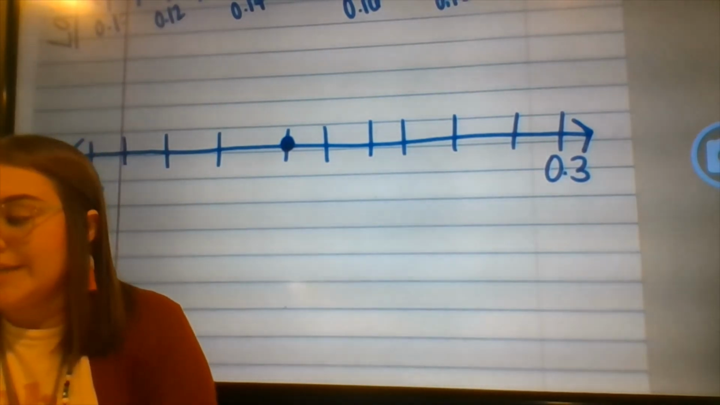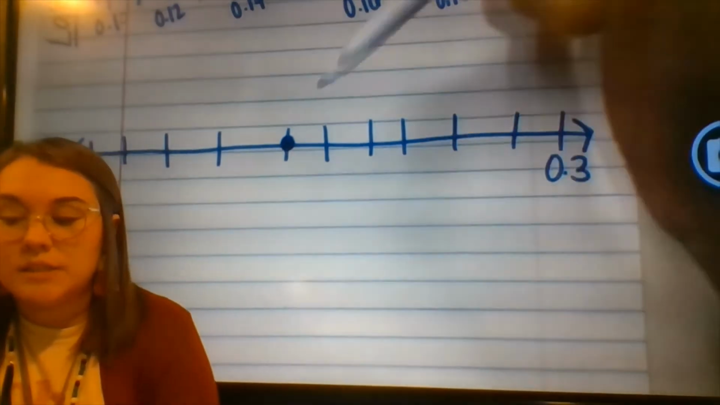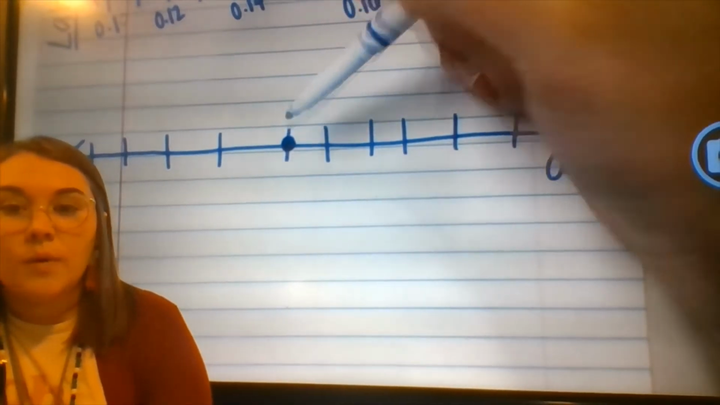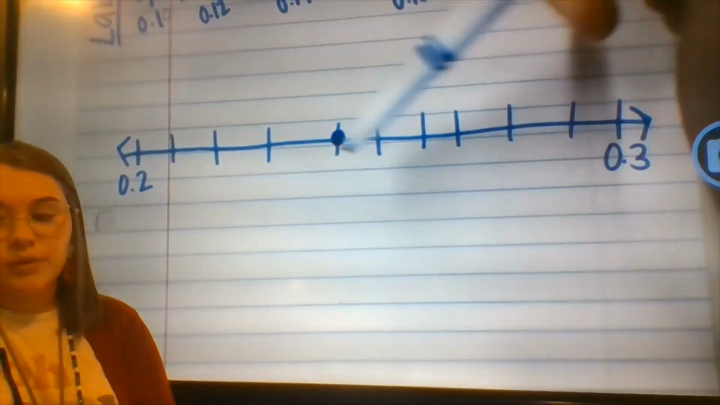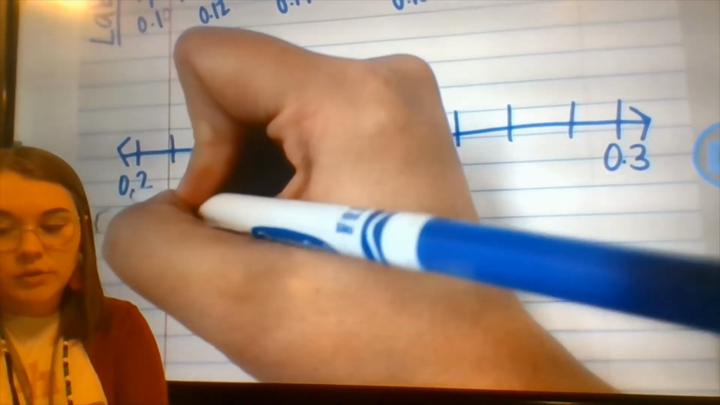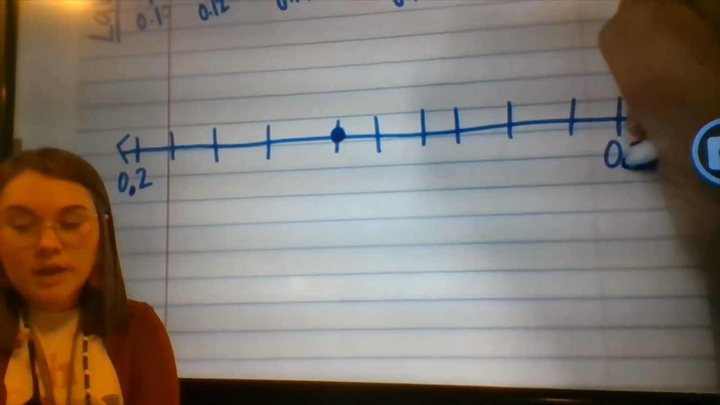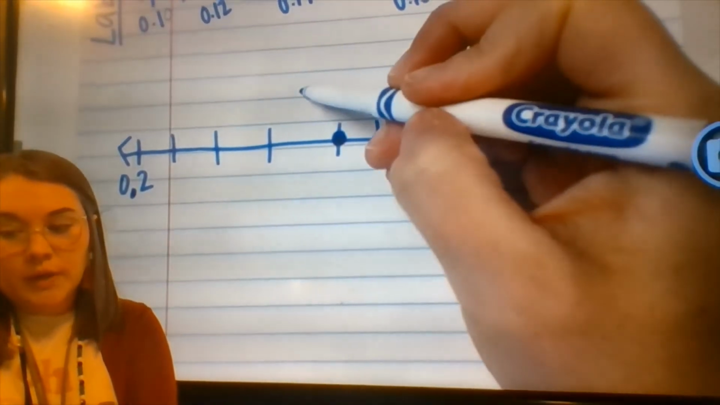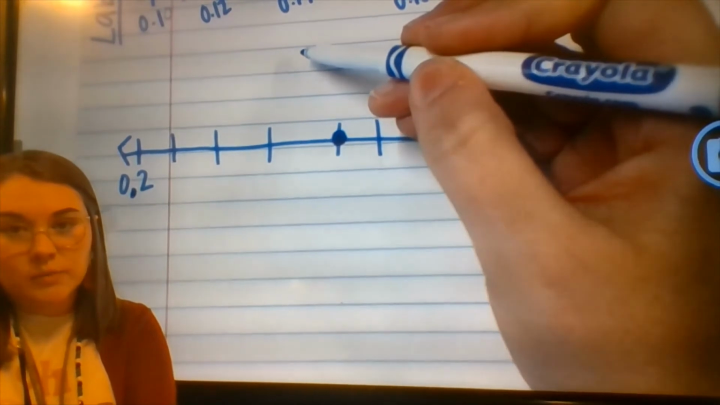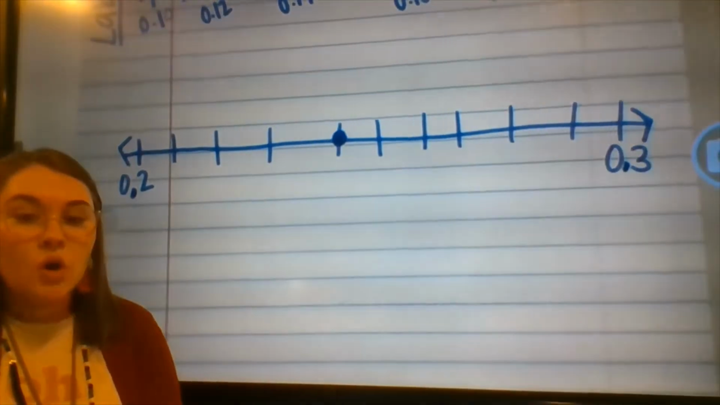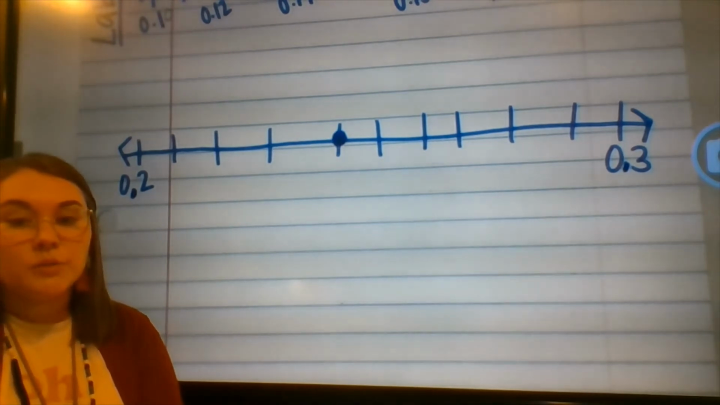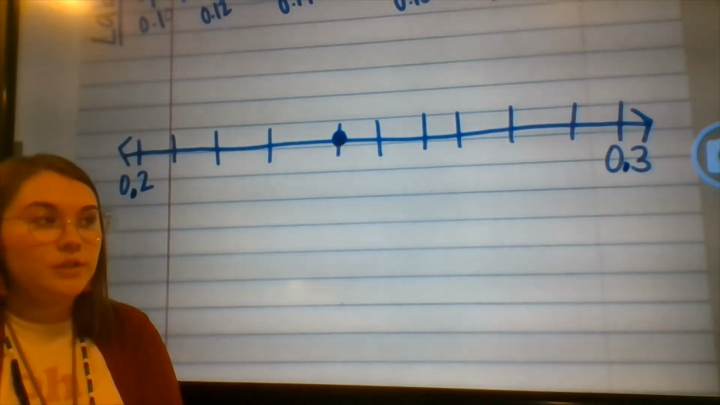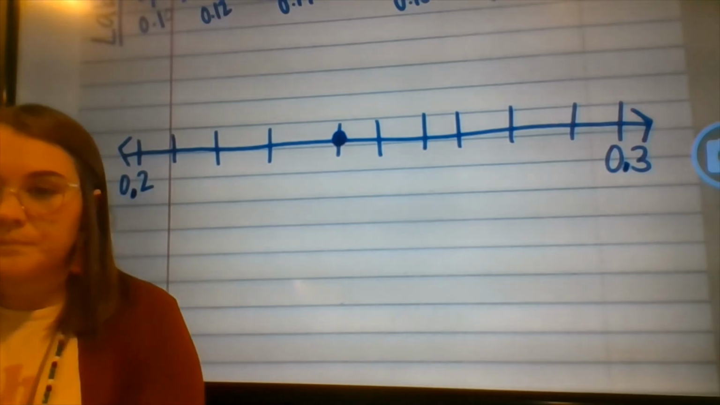All right, so it's asking us, identify this point. So what I want you to do is label your number line with the hundredths. When you're done, I want you to put a box, like I did on that past one, around what that point is showing us. So pause the video and do that, and then when you're done, come back and we'll check it together.